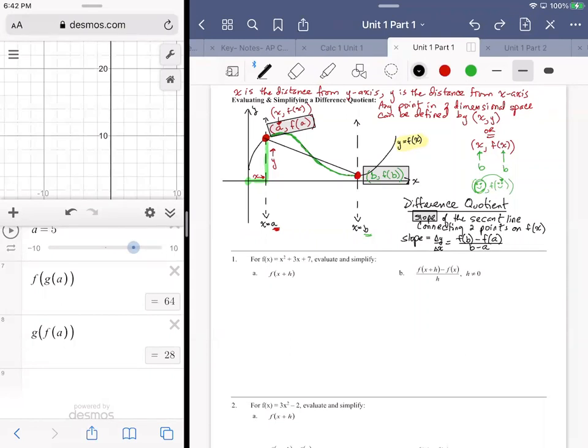B and f of B are x and y coordinates, but from different points. So A is different from B because it's not at the same location. F of A is different from A because it's a y value instead of an x value.